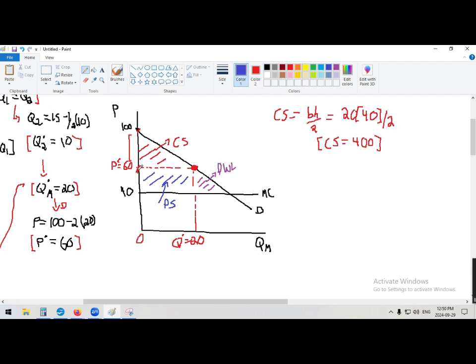And then for producer surplus here, we have a box here. That's going to be width times length. We can figure out the width. Going from here to here, that's 20. And the length, or the height of the box here, is here to here, which is 60 to 40, which is also 20. So the producer surplus is going to be 400.